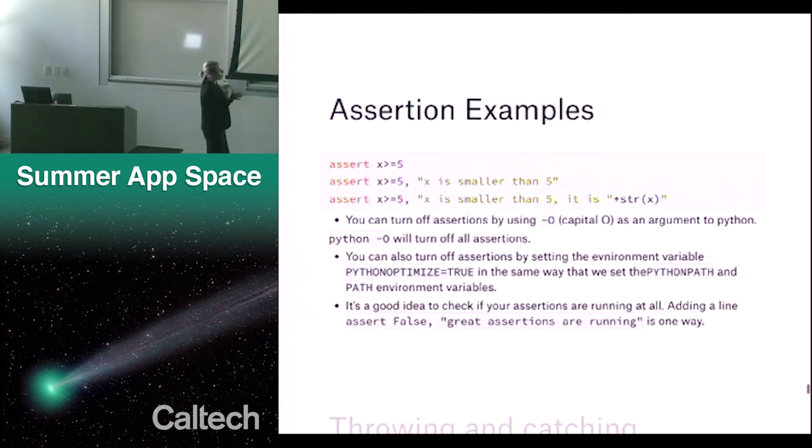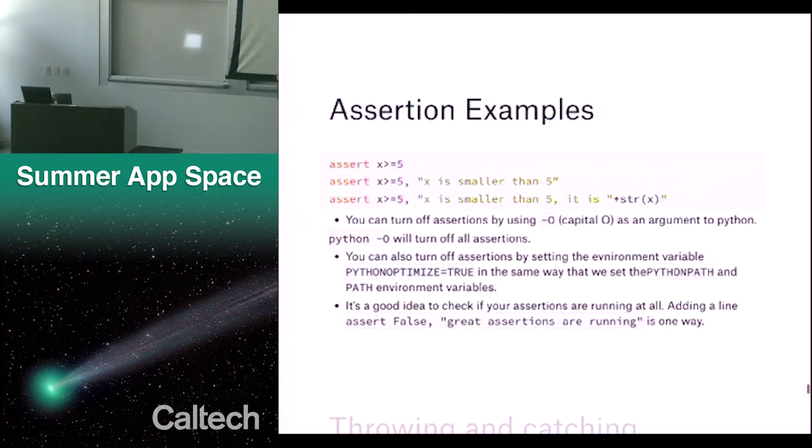And you can also turn them all off all the time by setting the environment variable PYTHONOPTIMIZED to true, in the same way that we set the Python path and path environment variables. So it's a good idea if you're using assertions to double check that they're running.